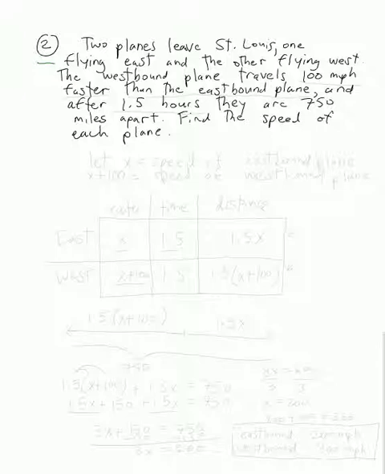Alright, so we are going to start by defining our variable. So it says find the speed of each plane. So we're going to start by writing let x equal the speed of, well, we need to figure out which plane we're talking about. Let's see, it says the westbound plane travels 100 miles per hour faster than the eastbound plane. Since the eastbound plane is mentioned second, I'm going to let x equal the speed of the eastbound plane.